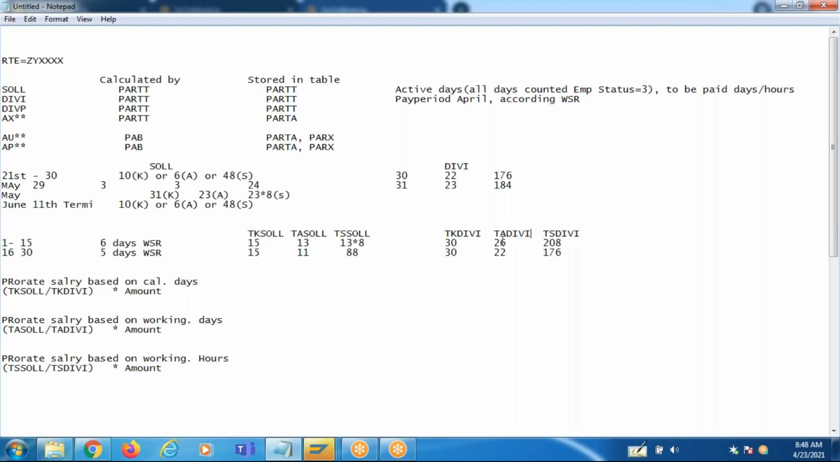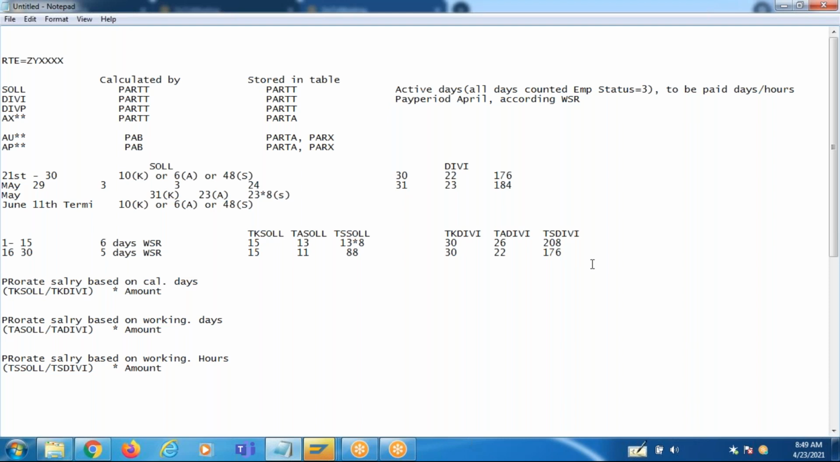With that result, we are going to multiply with the active days of an employee. So we have not reduced unpaid leaves. Clear? We have not reduced unpaid leaves here.